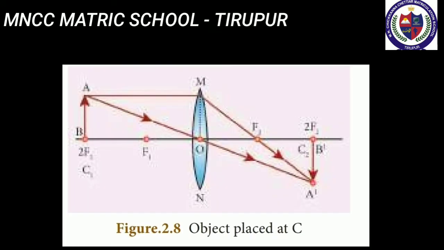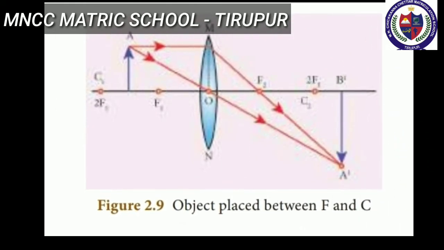Next, we move to object placed at the center of curvature. When an object is placed at the center of curvature, a real and inverted image is formed at the other center of curvature. The size of the image is the same as that of the object.